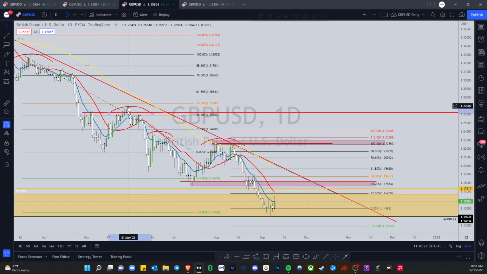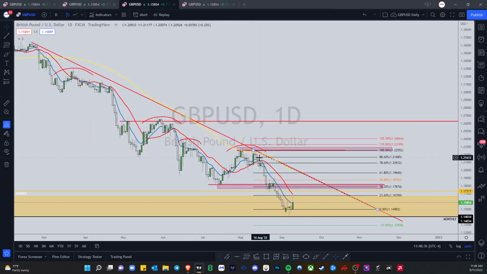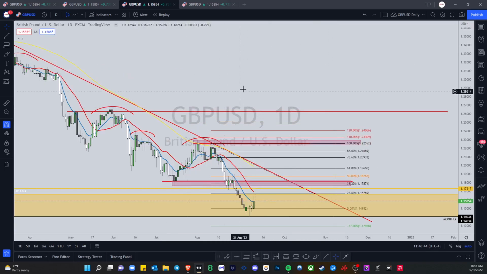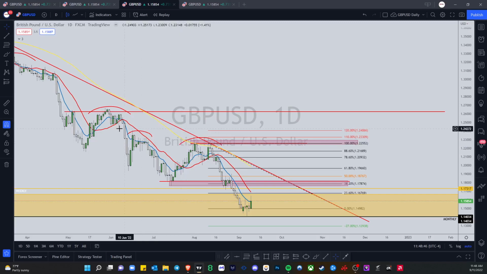I always mark my 38.2 with this cup right here, every single one. I mark them like that so that I don't have to keep my fibs on that area for too long. As long as I mark them, I know, yep, this was a 38.2, and then I'm good for that.